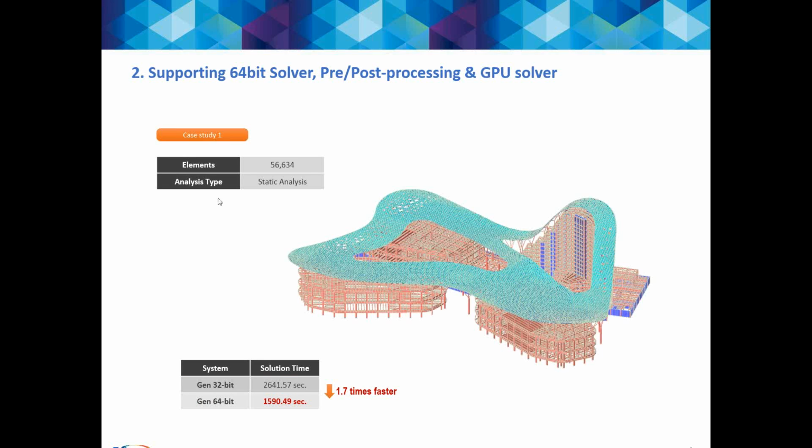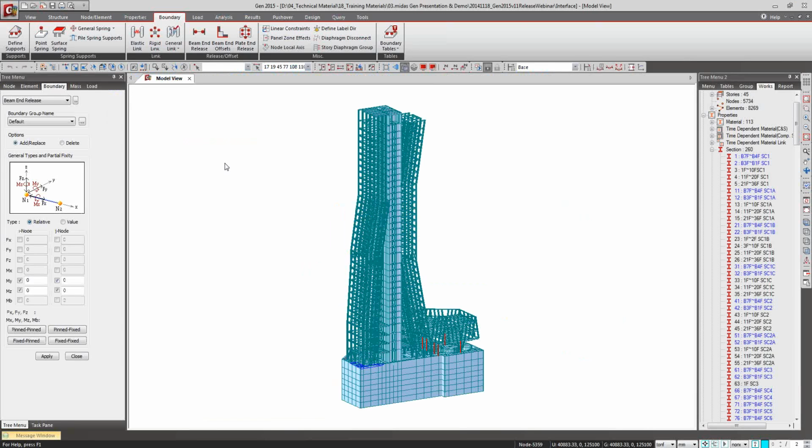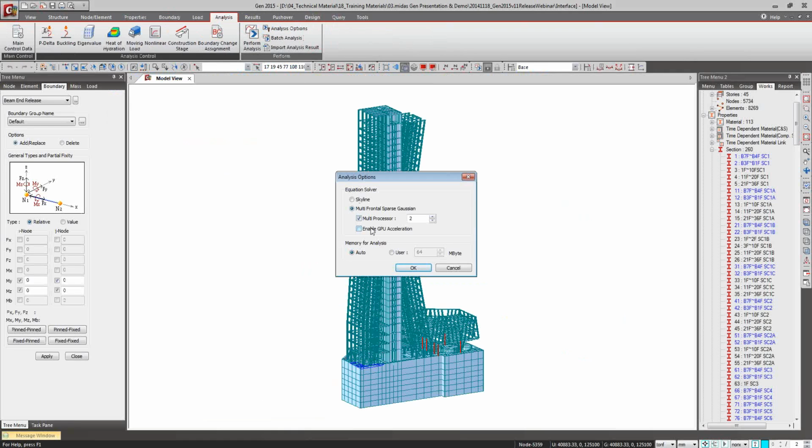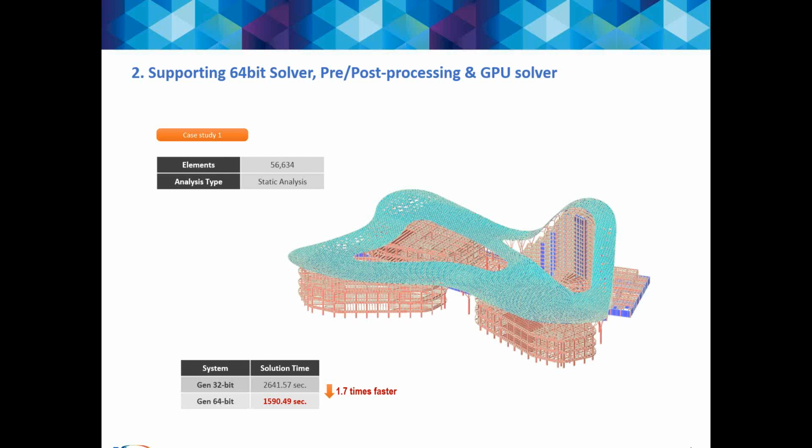In this version we also support the GPU solver. So if you go to the analysis and then analysis option, we can select the option to enable GPU acceleration. The GPU solver offers faster solution time for models composed of a large number of solid elements, especially when the number of degrees of freedom is larger than 1 million. We can get the benefit of applying this GPU solver.